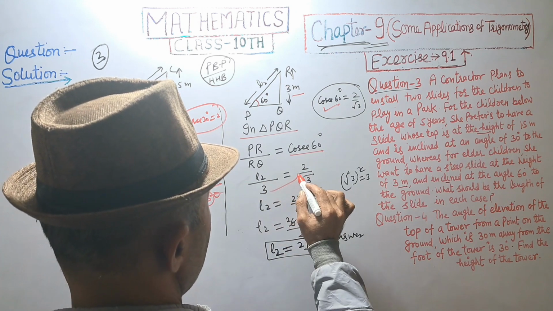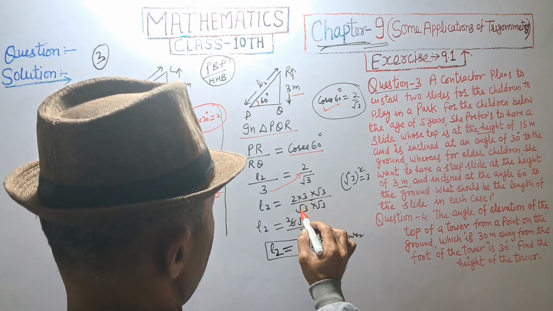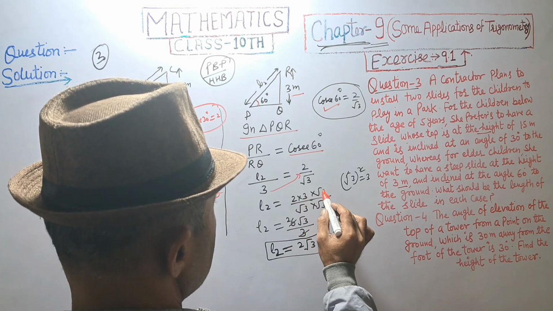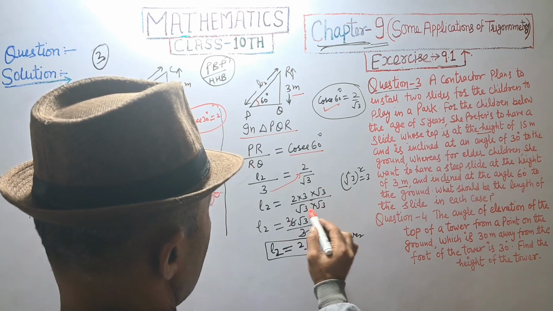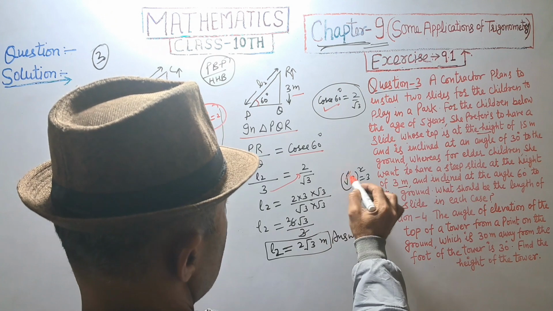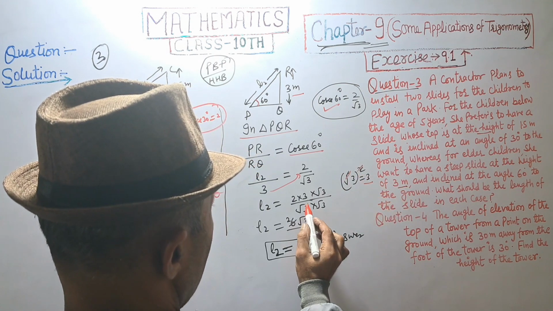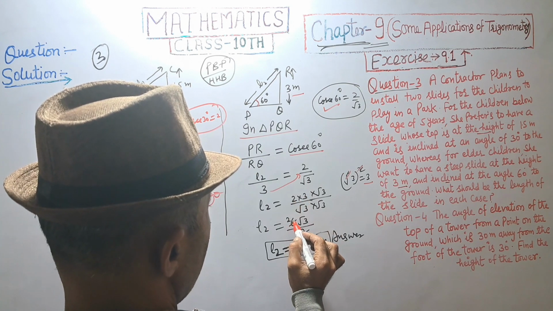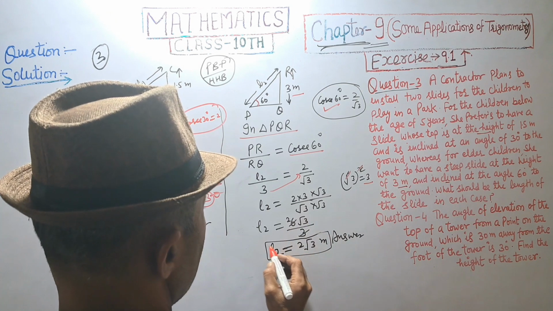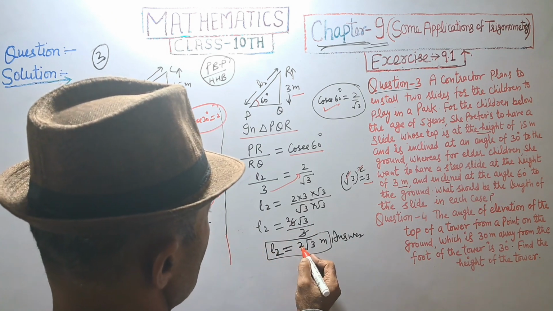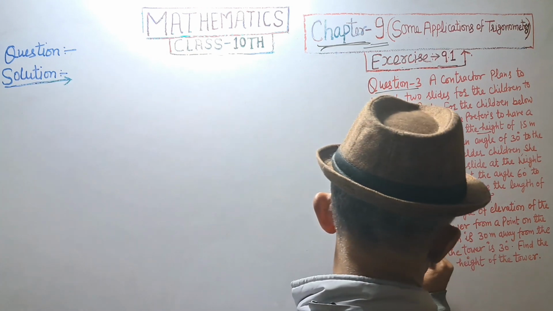3 multiplied by right side, that is 2 into 3 divided by root 3, and rationalizing with root 3 in numerator and denominator, we get root 3 square. Root square is cancelled, that is 3 in denominator, and 3 2s are 6. We divide 6 by 3, and we get the value of L2, that is 2 root 3 meter. Answer. Question number 4.